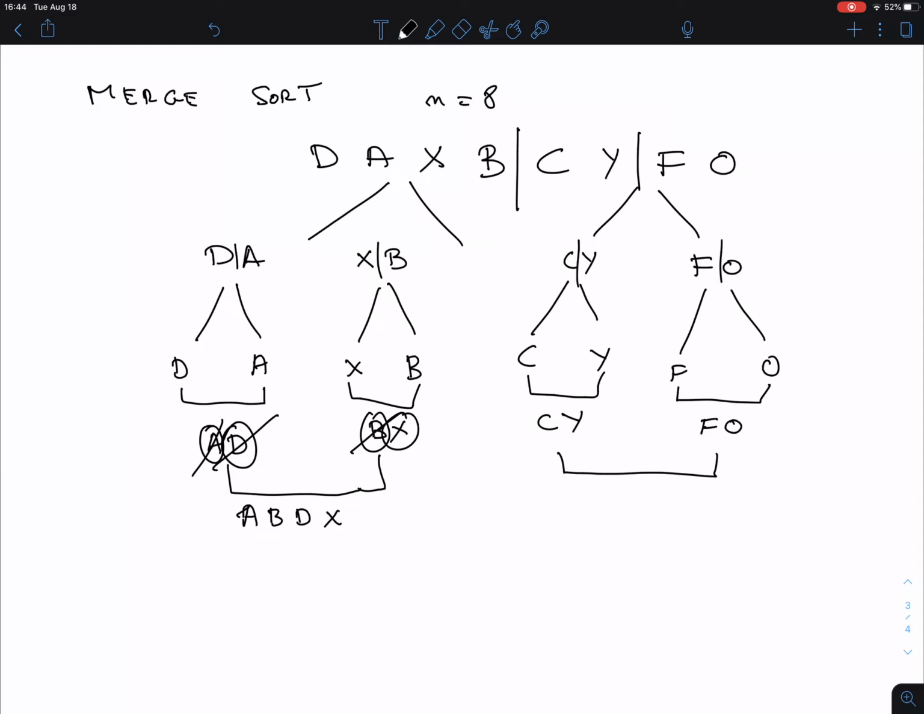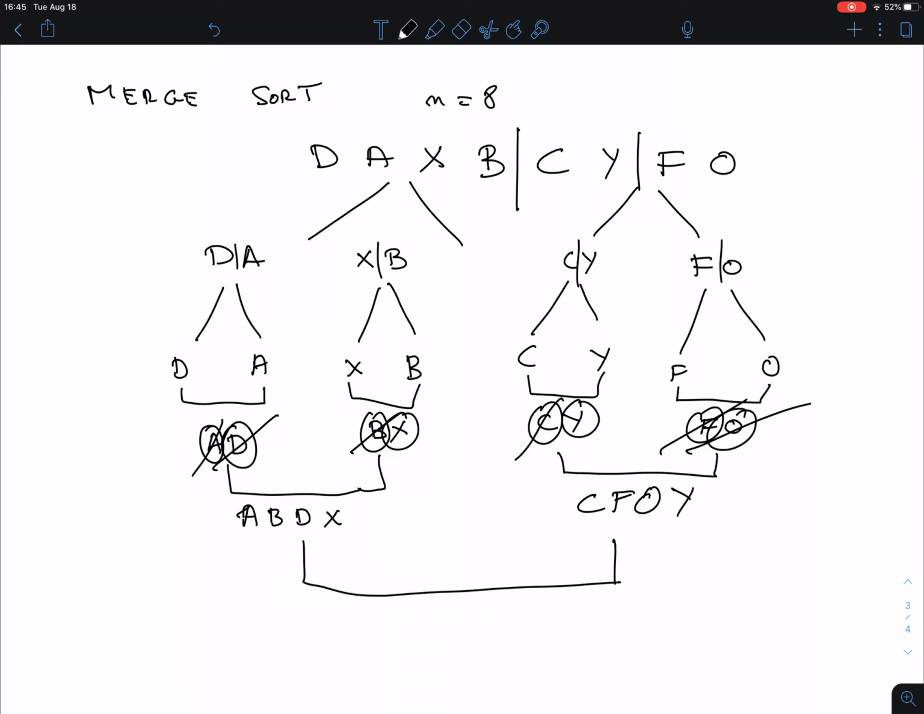Okay, so now here again we have to merge these two. So we look at the first elements, that is C. Okay, we can scratch that out. So this is now the first element, that's F. We can scratch that out. The first element, that is O. We can scratch that out, and then it's Y left. Okay. And now we merge these together.